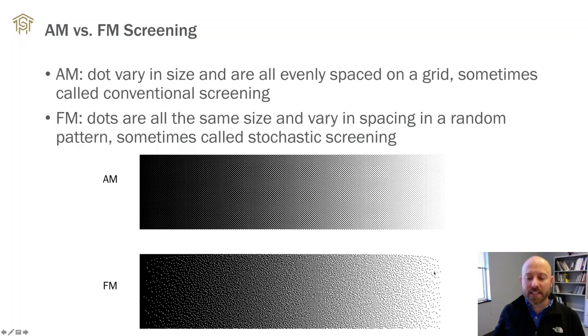So these dots, it's kind of like this. Since all the dots are the same size, if you can hold that size dot, then you can print the whole thing, all the way down to 1%. The problem with the conventional or AM screening is that those dots continue to get smaller and smaller and smaller all the way down to 1%. And sometimes those very, very teeny tiny dots just don't hold very well. And that's something that we'll look at and address in our third project.